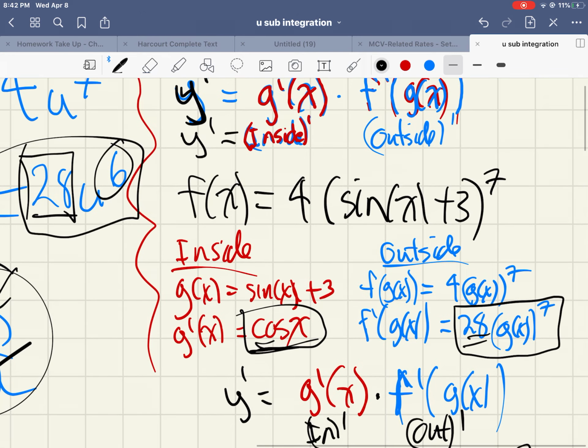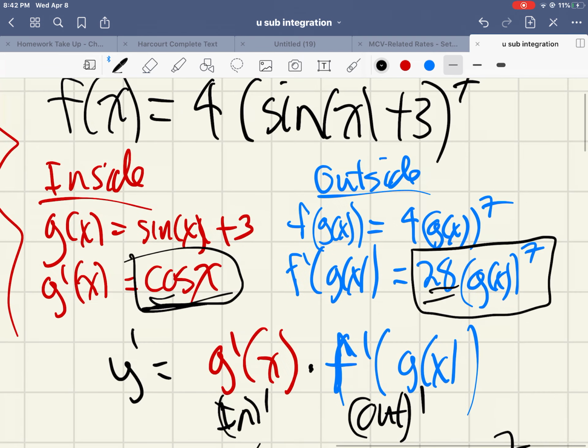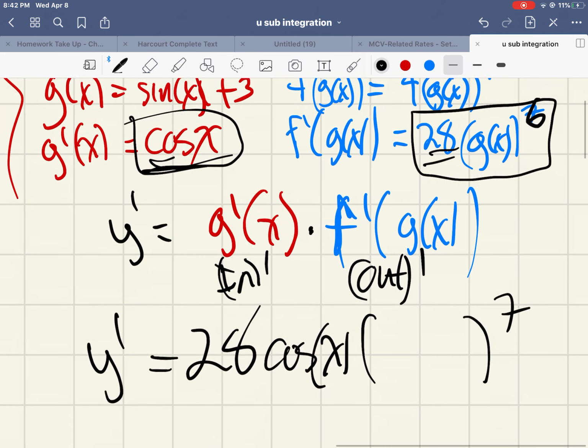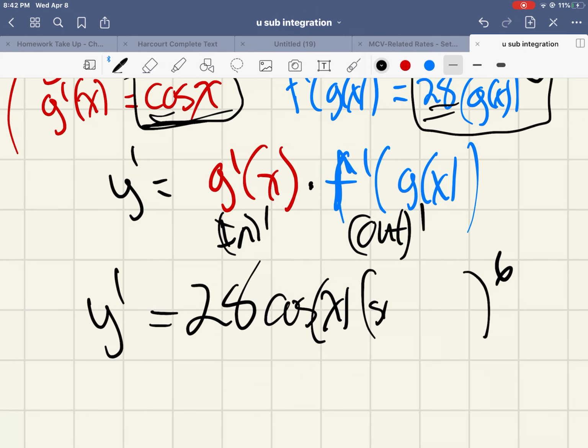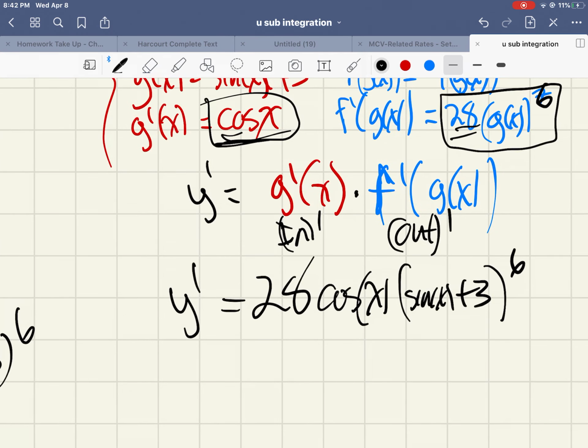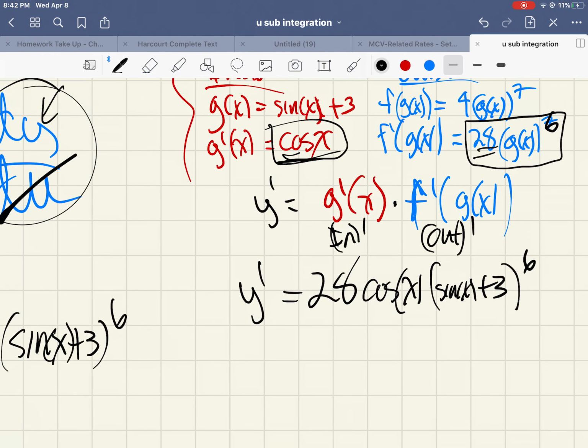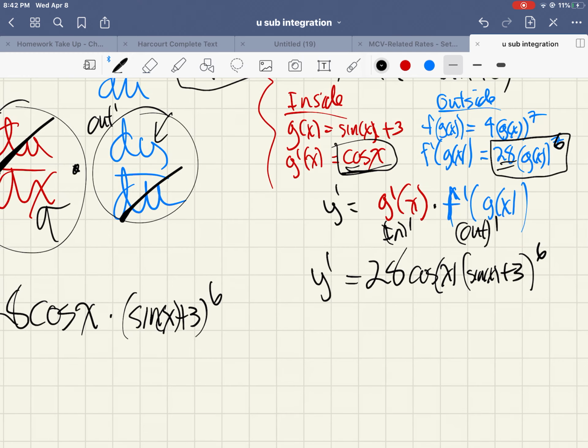So what's g of x? Oh, wait a second. To the 6th, Mr. Long, I didn't reduce my exponent by 1. Sorry about that, folks. And then what was g of x? G of x was nothing more than sine x plus 3. Okay, so that's y prime, or dy by dx, whatever we want. That's the derivative. Okay, so 2 different ways of writing the notation.